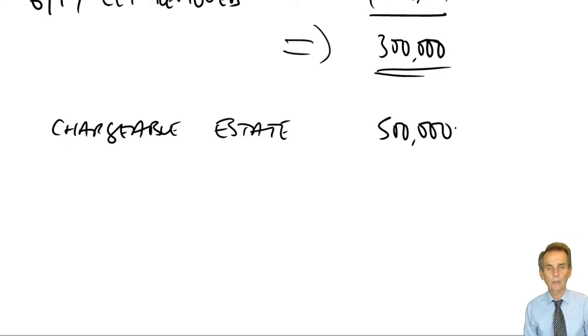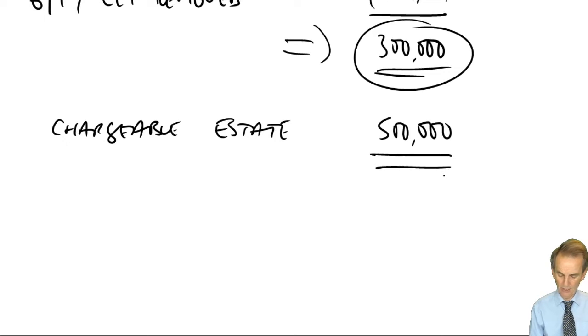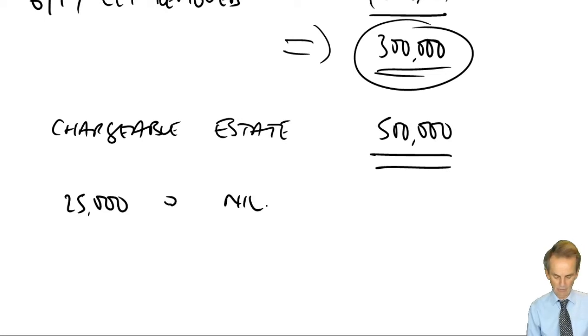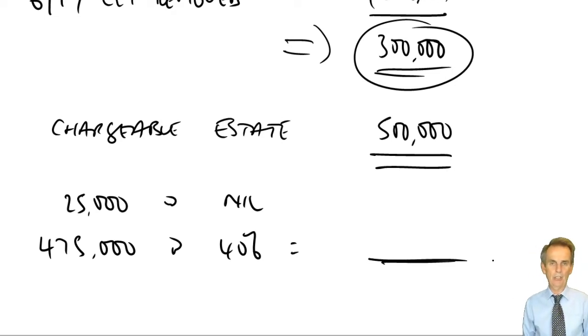We know that in the 7 years before the date of death, we have a total of £300,000. We have a nil rate band of £325,000. Therefore, the taxability of that chargeable estate would be £25,000 at nil, the remainder of the nil rate band, and that would still leave £475,000 to be taxed at 40%, and whatever that figure comes out to, that would be the IHT on the chargeable estate.